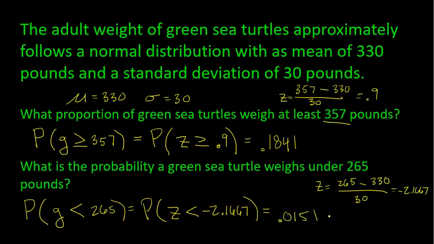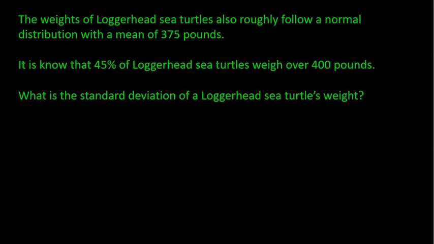0.0151. Pretty unlikely that you would get a sea turtle like that. Most sea turtles are 330. That's where you're going to see the majority of sea turtles near. You're not going to see anything this low. You know, it's not impossible. Obviously, a 1% chance is possible. It's just unlikely. All right, let's look at a slightly different problem, all involving the same concepts.